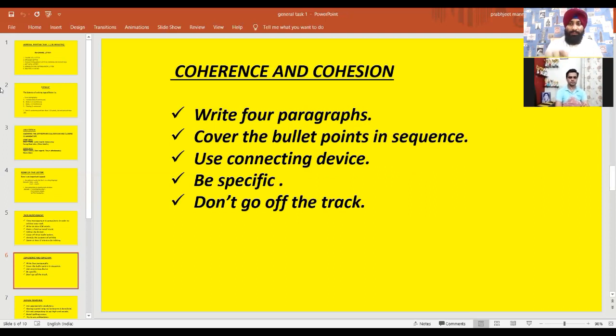Why I'm covering this topic over here is because students keep on asking me every now and then, do we need to cover the points in sequence? Yes, you must cover all the bullet points in sequence. You must use connecting devices, which we call connectors. It is a very, very important thing if you want to develop coherence and cohesion in your writing. Be specific about what you are actually willing to write and don't go off the track. This is all about coherence and cohesion.